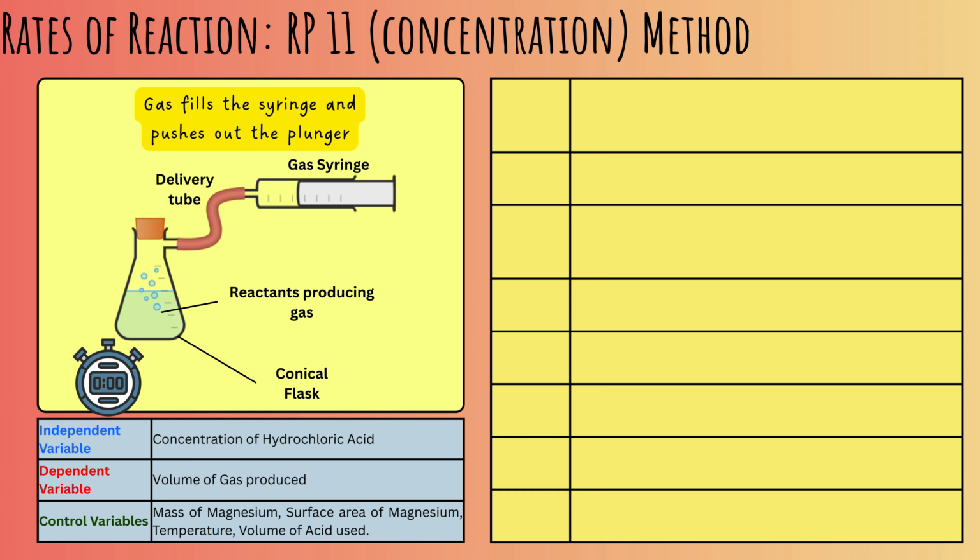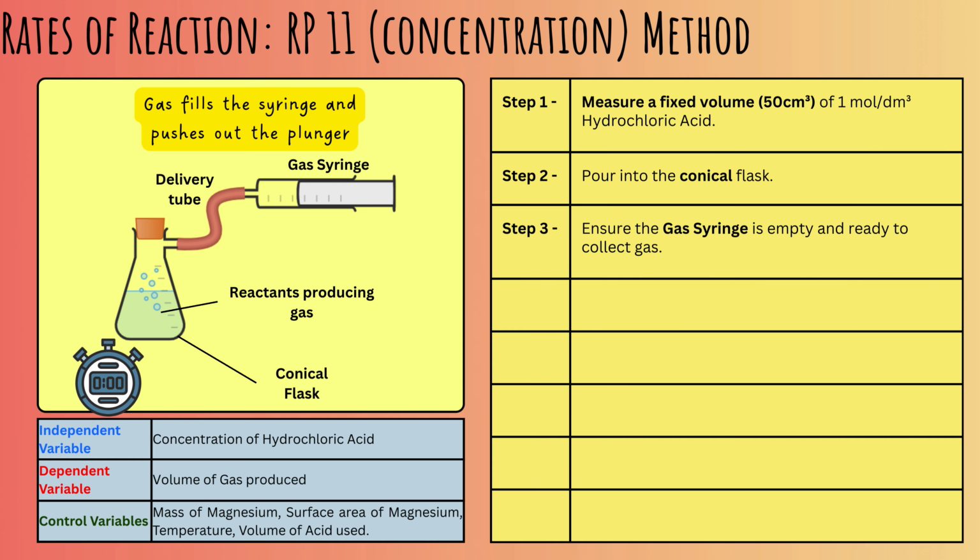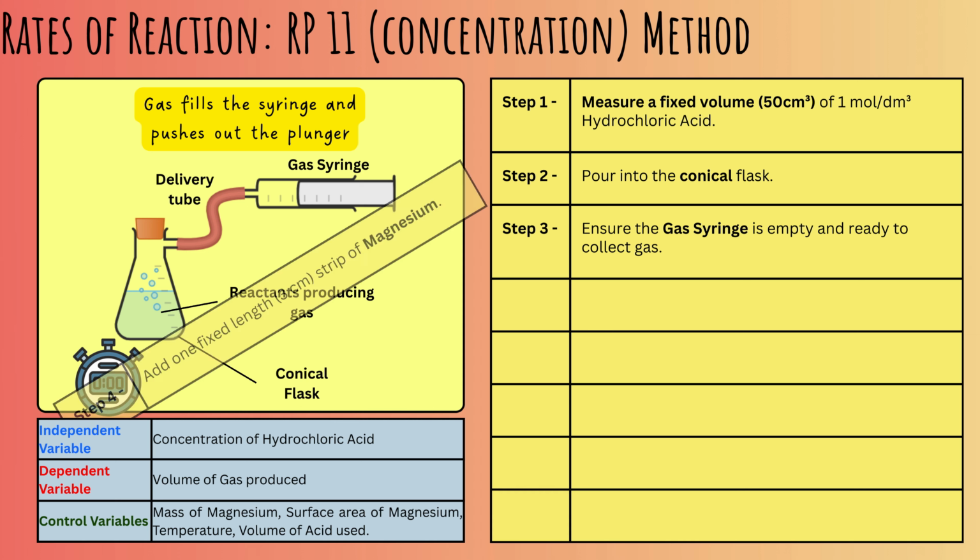So here's your trimmed down method, kept simple to make it accessible and efficient. Describing methods is a very common 6-marker, and this one has appeared several times in recent years. Number 1. Measure a fixed volume of hydrochloric acid. Number 2. Pour it into the conical flask. Number 3. Make sure that the gas syringe is empty and ready to collect gas.